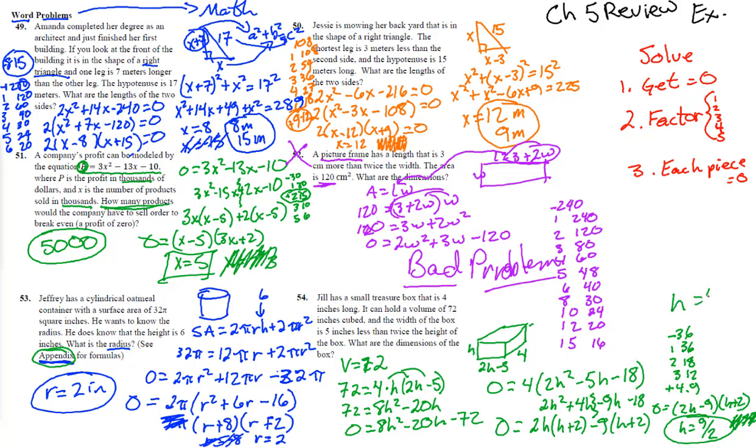h equals 4.5 inches. So the dimensions would be, the height is 4.5 inches, then the width is 2 times 4.5, which is 9, minus 5, is 4 inches. And there we have it. And then, of course, the length is 4 inches. Good.